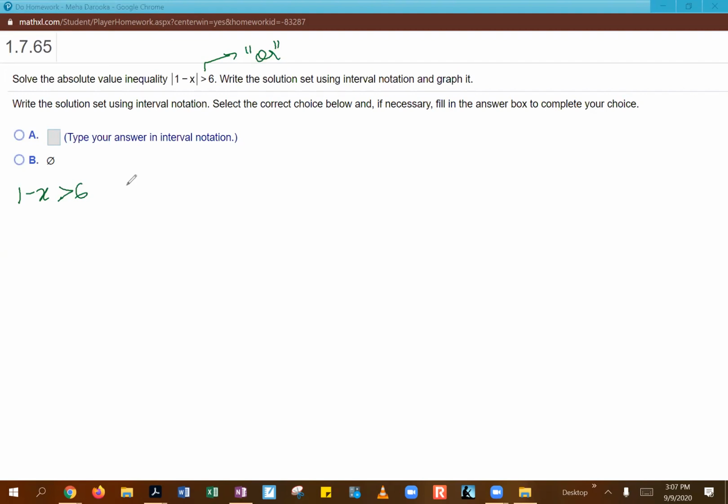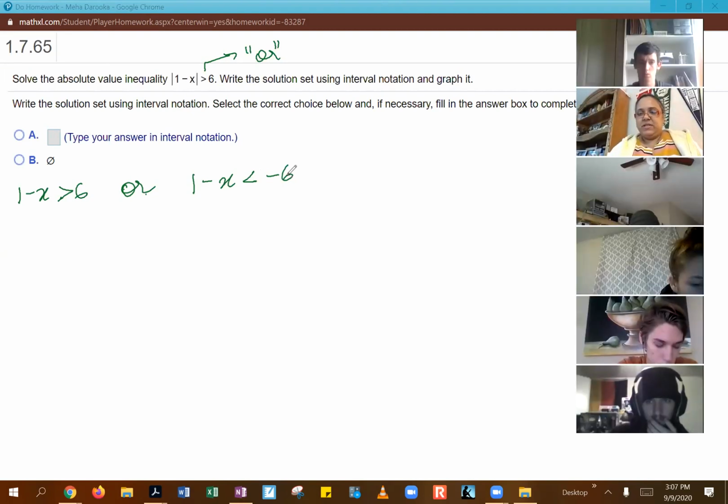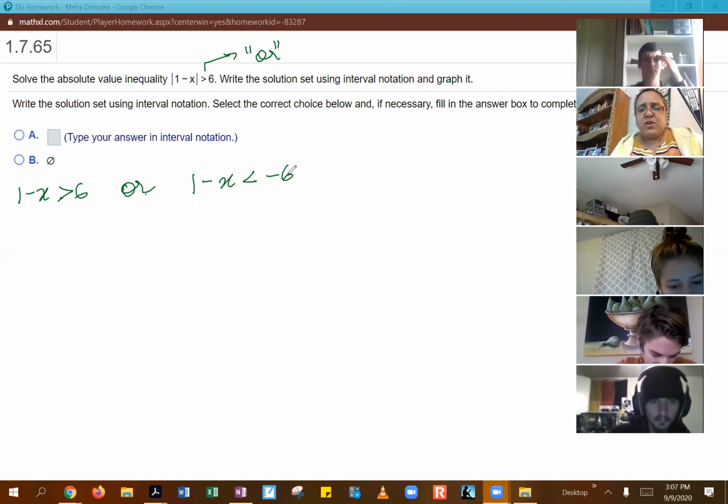Then we say "or." And then this one would be 1 minus x, and you change the direction of your inequality so that becomes less than. And then, of course, we put a negative sign on the 6. So what will these two inequalities simplify into? So again, have your answer ready. Don't send it just yet.